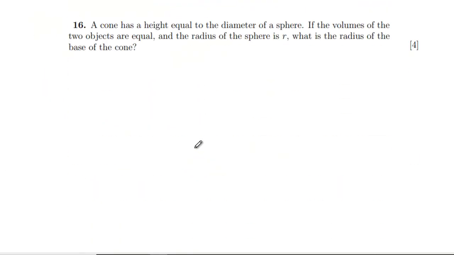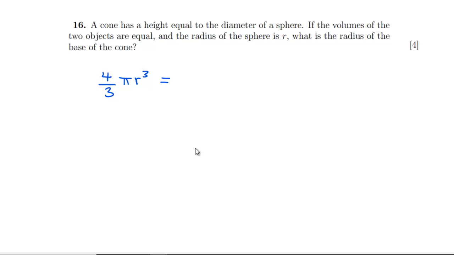Now we've got a cone that has equal height to the diameter of a sphere. The volumes of the 2 objects are equal. The radius of the sphere is r. What is the radius of the base of the cone? So the volume of the sphere is 4/3 pi r cubed. So that's good. And that is equal to the volume of the cone, since volumes are equal.